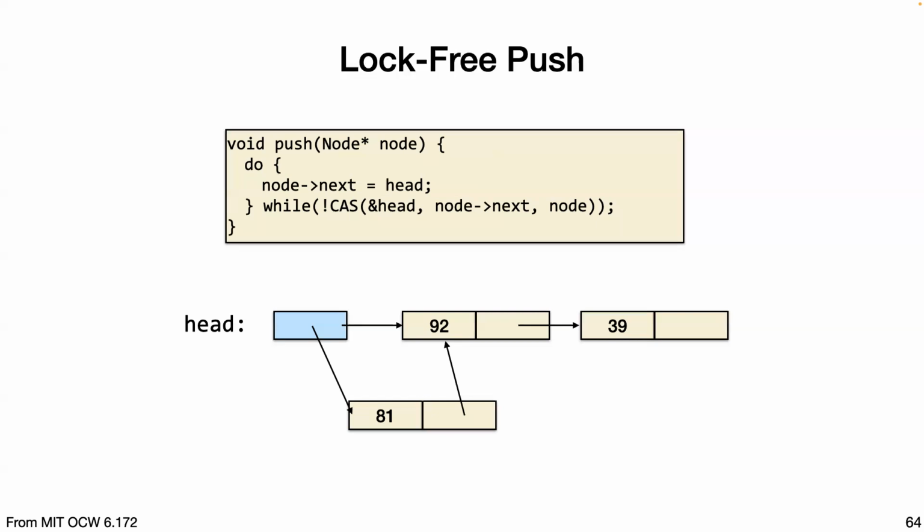And so if this CAS fails, the do while has to come back around. And you have to update this again to what somebody changed at the head under you. Does that make sense?